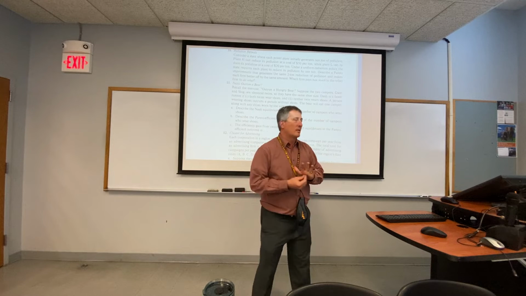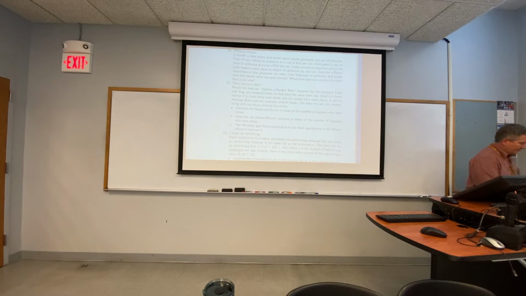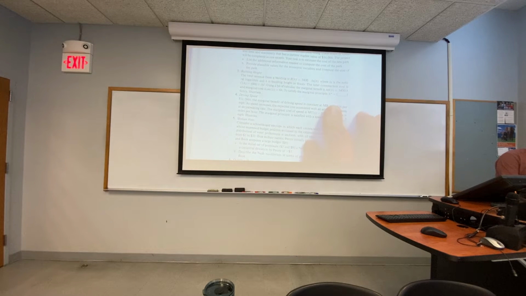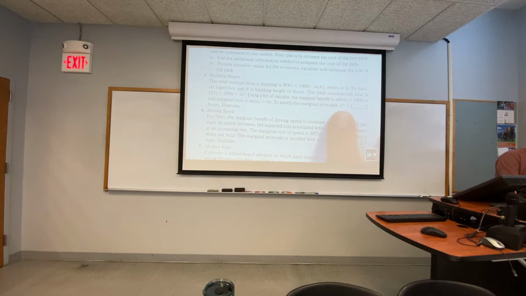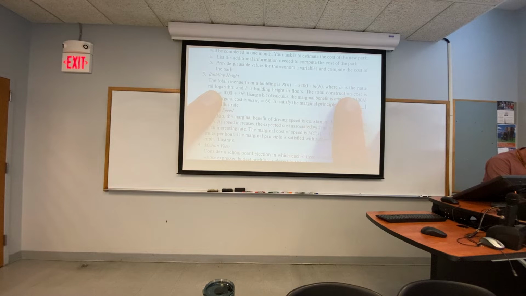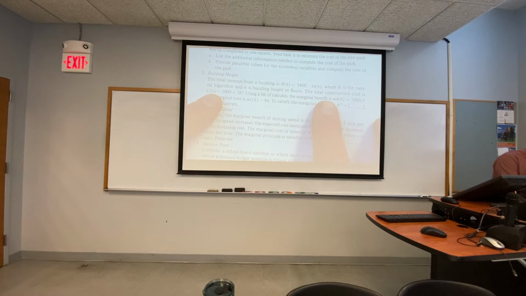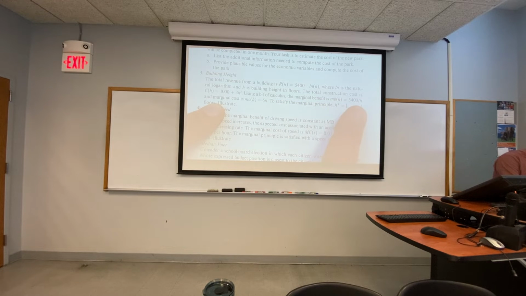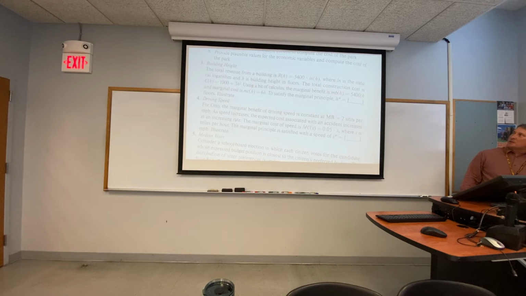Can you hit building height one more time? Building height. Okay, so number 3, building height. Total revenue from the building is 5,400 times ln h, where ln is the natural log and h is the building height in floors. The total construction cost is that. Using a bit of calculus, the marginal benefit is 5,400 over h, and the marginal cost is this. To satisfy the marginal principle, what's it going to be? So this is just marginal benefit equals marginal cost.